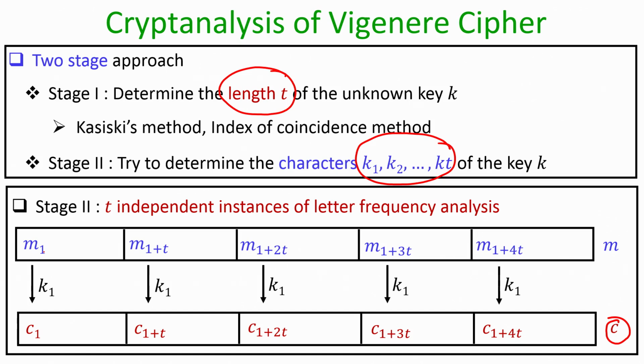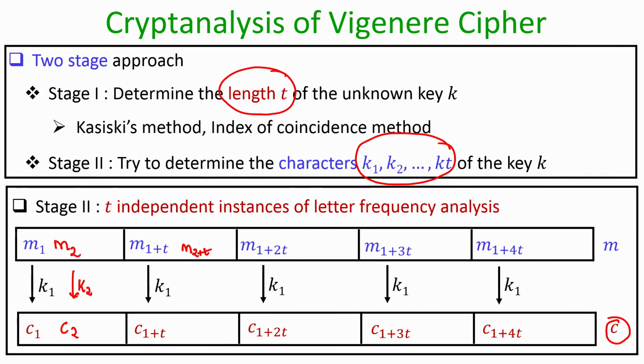In the same way, the adversary can think of a second stream of ciphertext consisting of the second ciphertext character, the (2+t)th ciphertext character and so on. It knows that this second stream is related to another stream of plaintext characters, namely m2, m of 2+t and so on, by the relationship that all of them are shifted versions, where the amount of shift is some unknown value k2, and so on.